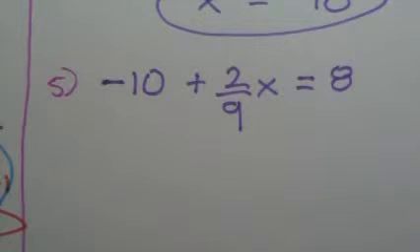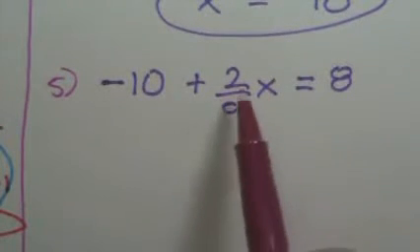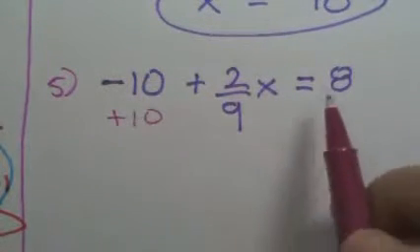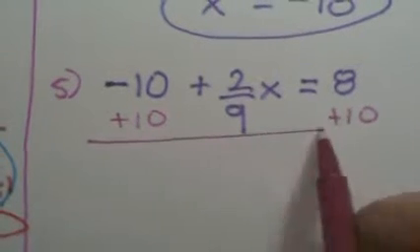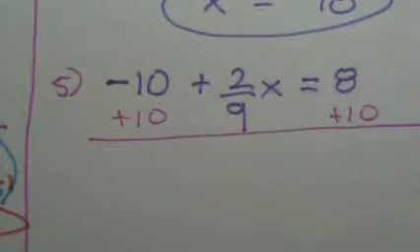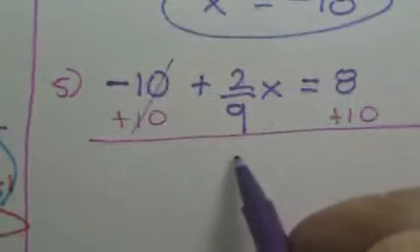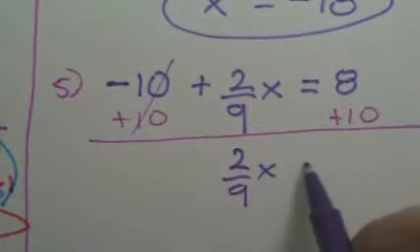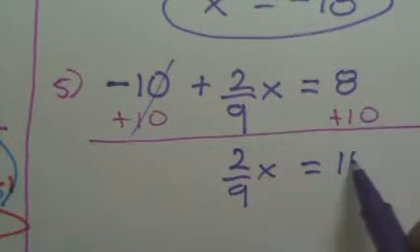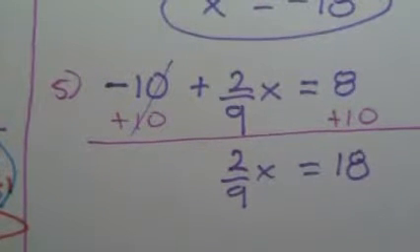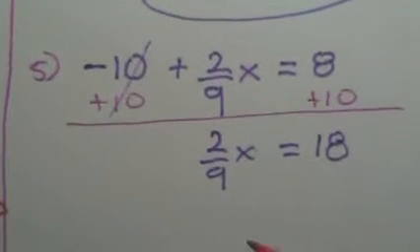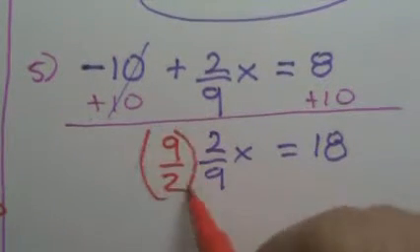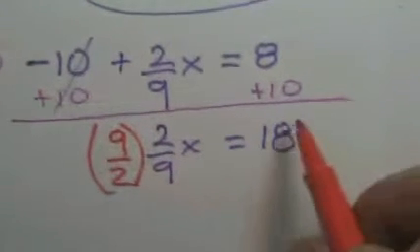Okay, we need to get rid of the constant first. The constant is the one that's constantly alone, negative 10. To get rid of that, I add 10 to both sides. Okay, that's gone. And you are left with positive 2/9 x. 8 and 10 is 18. Okay, now I want to get rid of this fraction. I'll use a reciprocal. Just flip it, but you have to do it to both sides.